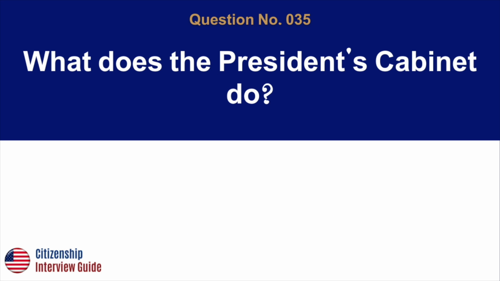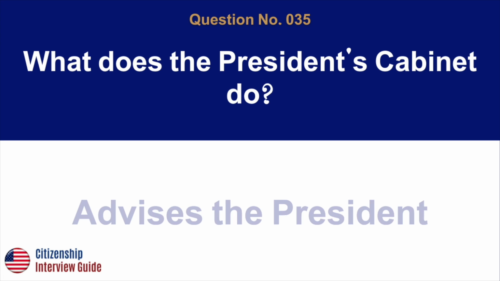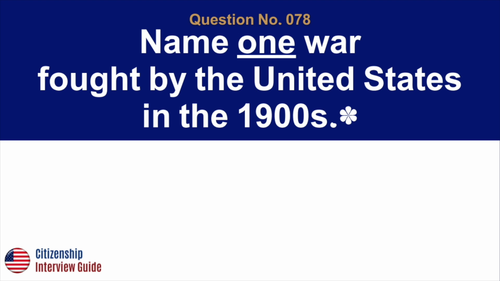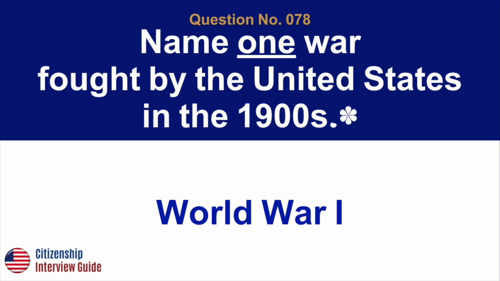What does the President's Cabinet do? Advises the President. Name one war fought by the United States in the 1900s. World War I.